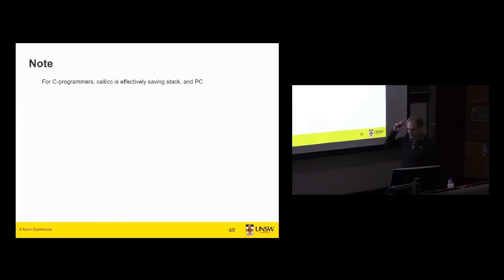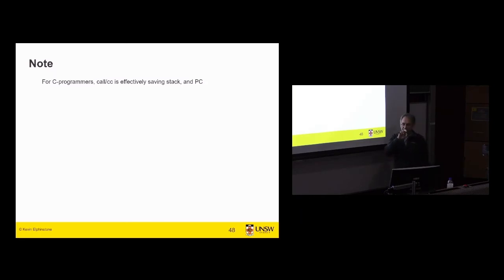So for C programmers trying to wrap their brain around this, you can think of call with current continuation effectively saving the point at the stack and the program counter such that we can then go back to that point on the stack and program counter at some point in the future. Now, there are lots of different implementation strategies, and there are whole papers on the most efficient or least efficient way of implementing call with continuation or continuation-like operators within languages. I'm not going to delve into that.